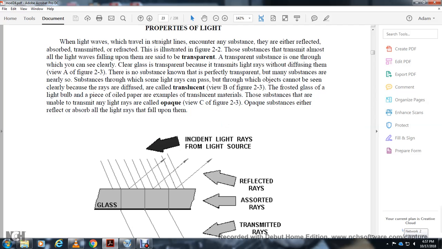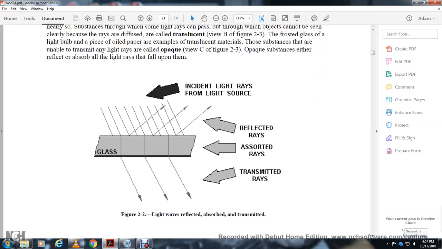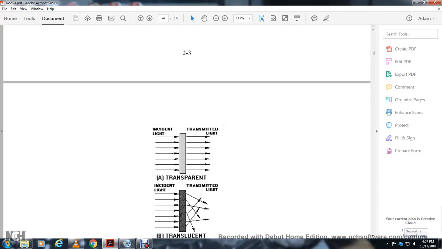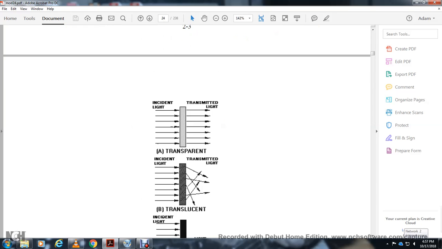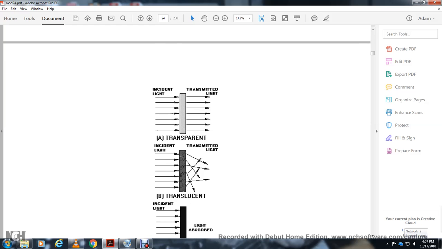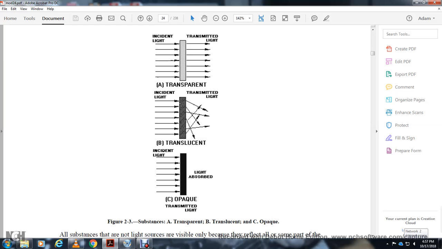Observe the incident light rays from the source, the reflected rays, and the transmitted rays: incident and transmitted light, translucent, and opaque.